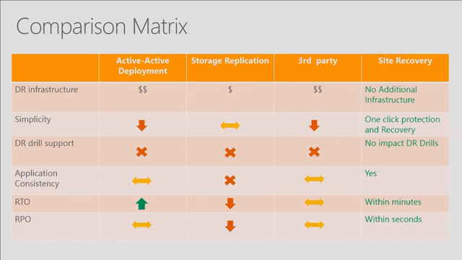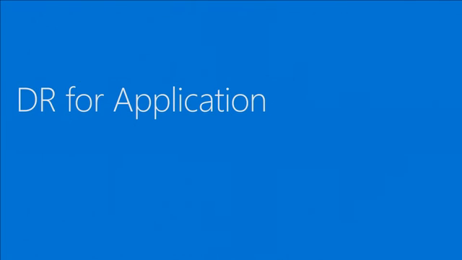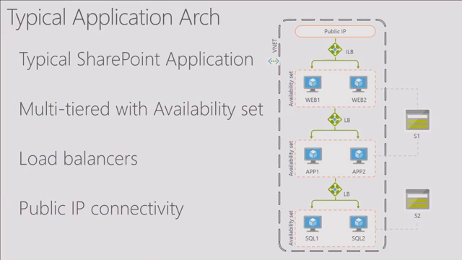The RTO and RPO, yes, active will give you a better RTO because it's always running. But apart from that, we are much better than other scenarios in this. So this was about VMs. Let's also take a look at what an application level DR would mean. How is it a little bit different from your on-premise, and how is ASR going to help you with that? So this is a typical application architecture.